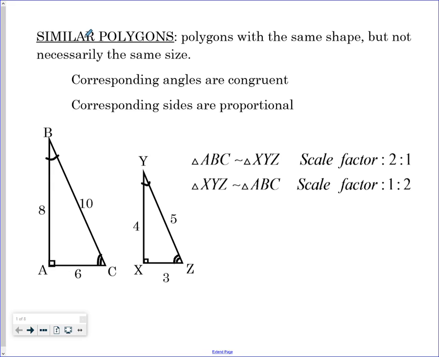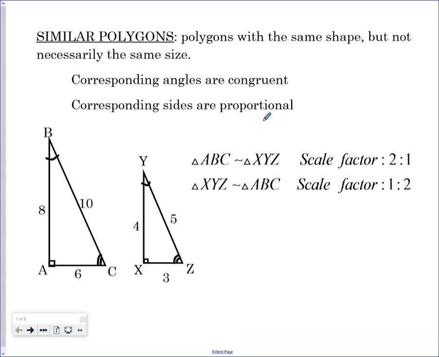So now I've got similar polygons. It's not necessarily the same thing. Similar polygons have the same shape, but not necessarily the same size. So they can't be similar if they're two different shapes. For example, I can't have a triangle and a square. That's not going to work, right? With this, the corresponding angles are congruent, just like before, but the corresponding sides are proportional this time, not congruent. If they were congruent, then these would be congruent, okay?